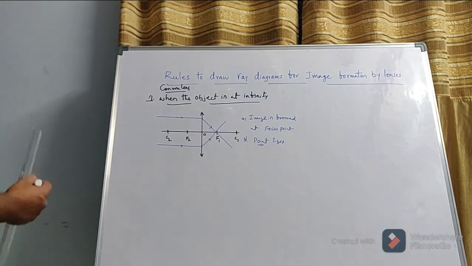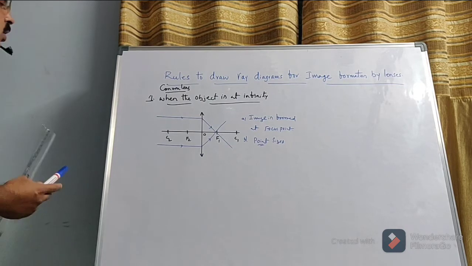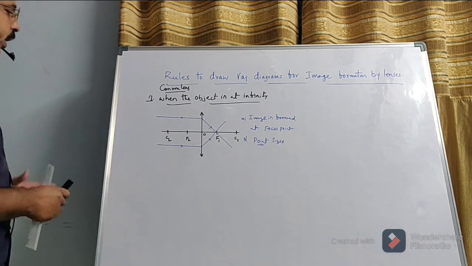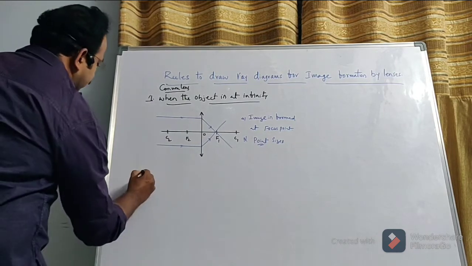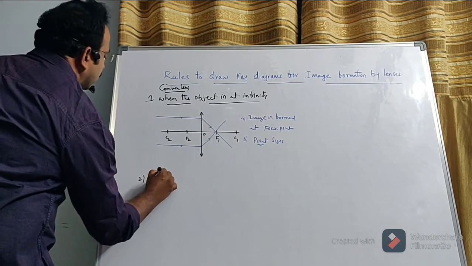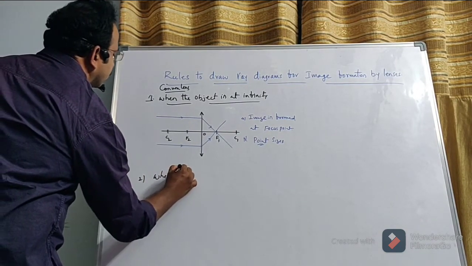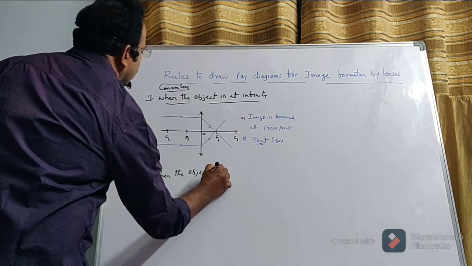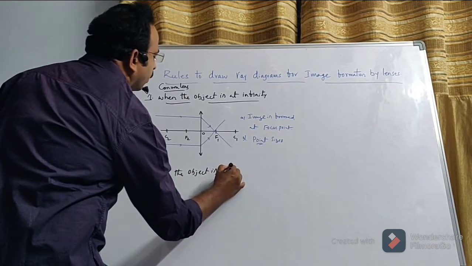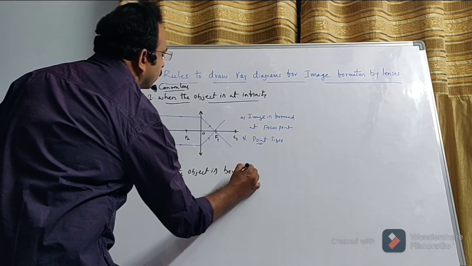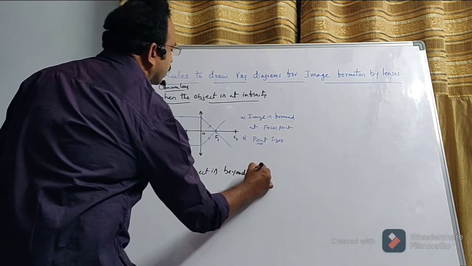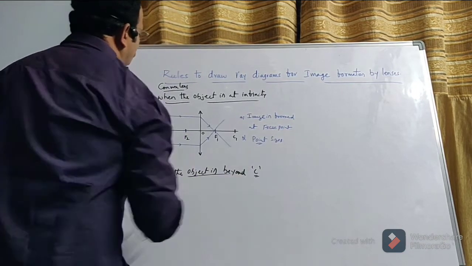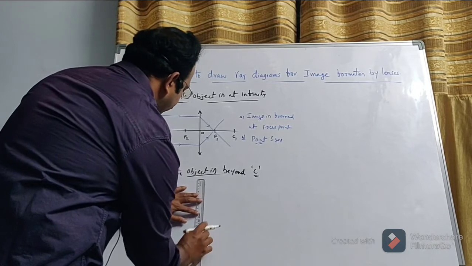Okay, now we will look into the second case. Second case means we will take it down like this. When the object is beyond C2, beyond the center of curvature. Just C means center of curvature. How will the image be formed? Let us see.